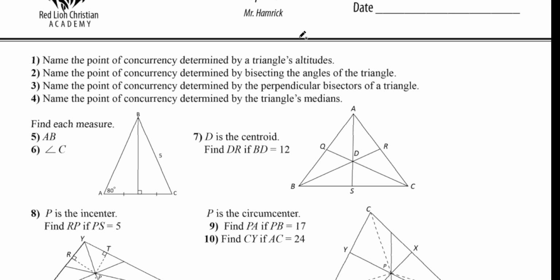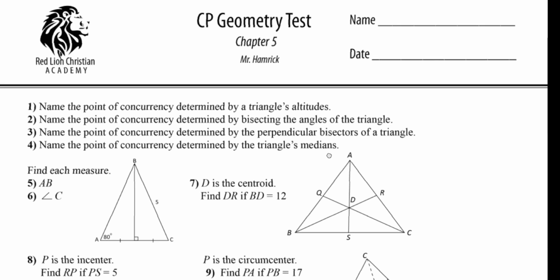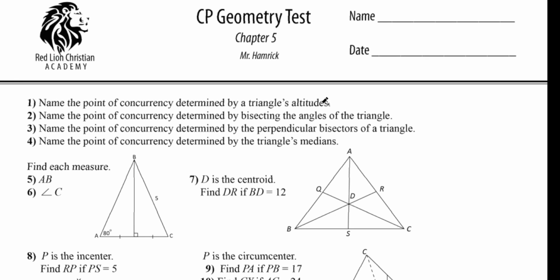Oh, no, that's right. I got it mixed up. All right, so the triangle's altitudes. By the way, this is chapter 5. If you find the altitude of the triangles, that would be the orthocenter. Orthocenter.